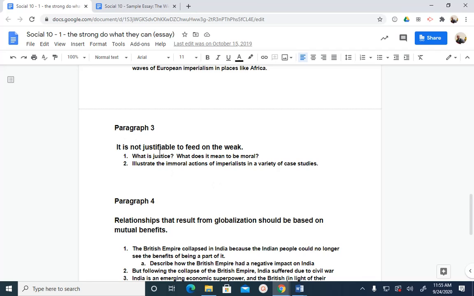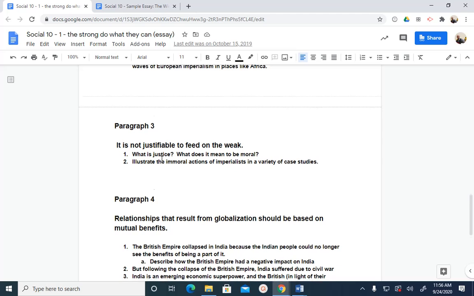But this third paragraph, that it is not justifiable to feed on the weak, is something where there's not going to be a specific case study or one moment, but it may be a collection of case studies. Certainly, I think that our look at the slave trade would fit in right there when you want to look at immoral actions. Now, it may not be imperialism, but it is domination of one group of people against another.